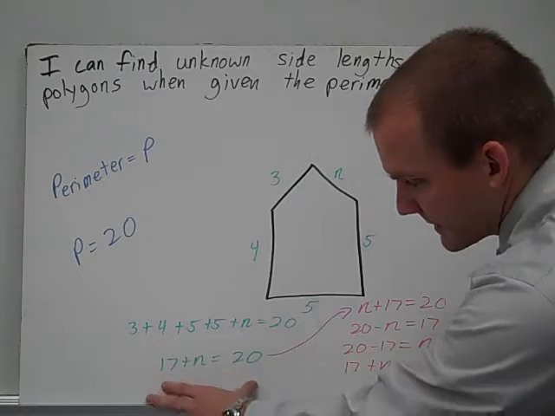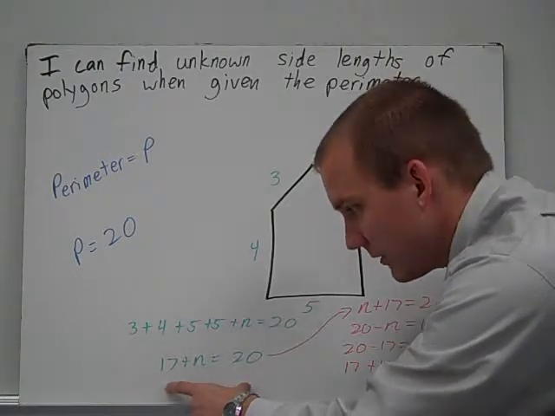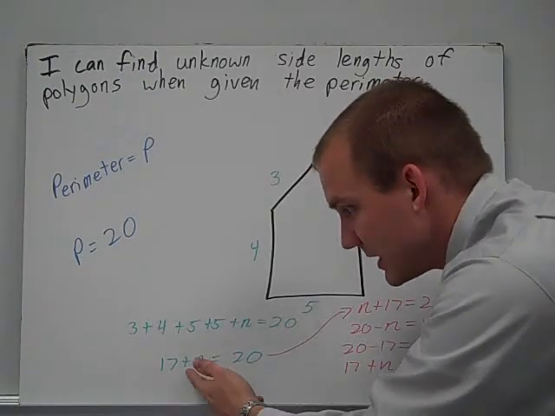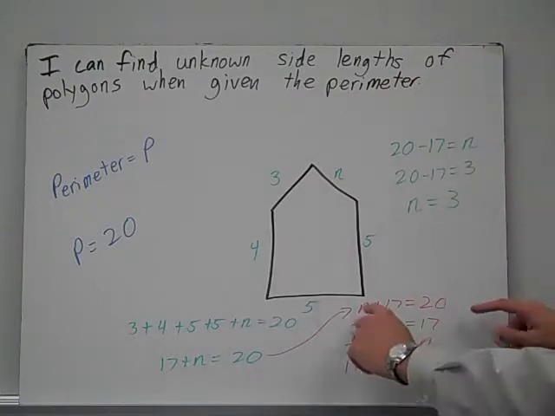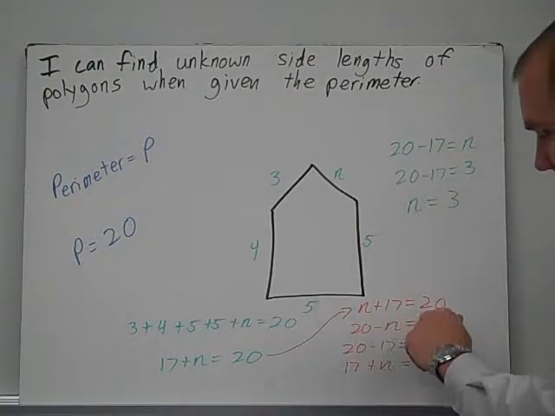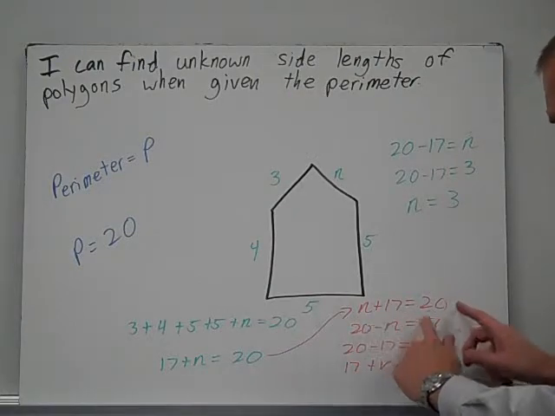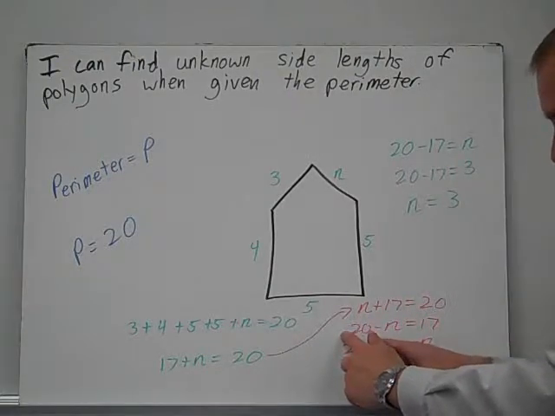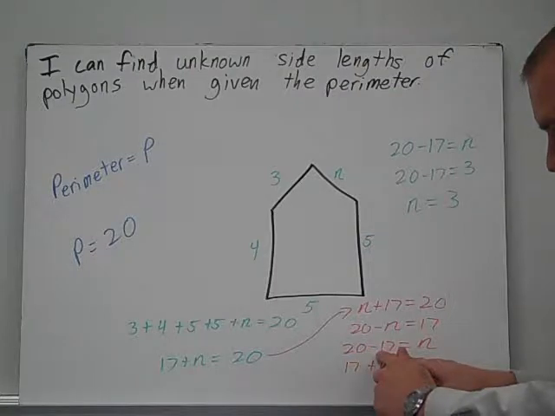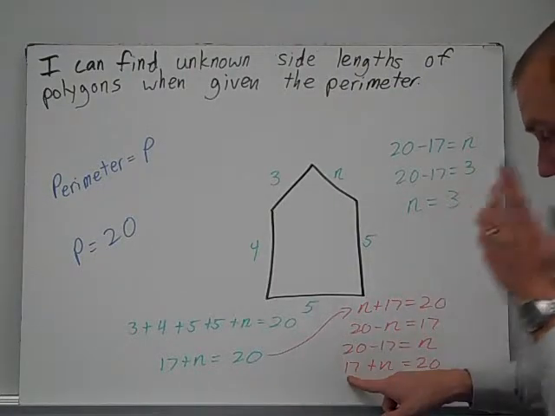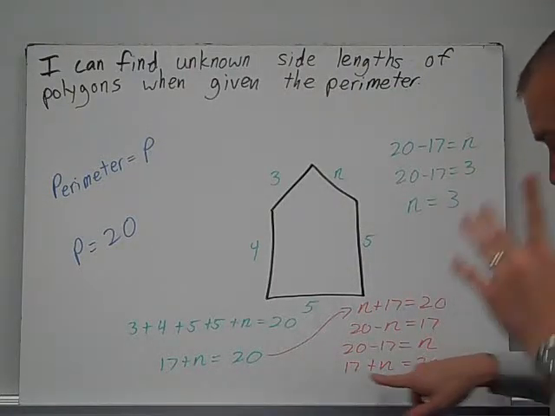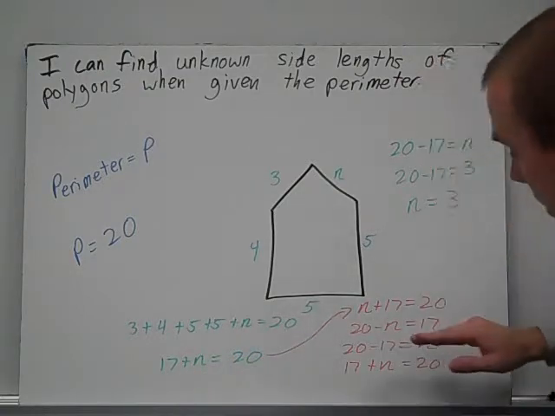Now when I think about this, I need to think about a fact family to figure out what plus 17 is going to give me 20. I know that N plus 17 equals 20. 20 minus N would equal 17, because I just do the subtraction problem in the family. Or I can also do 20 minus 17 equals N. And then again 17 plus N equals 20, which is what I started with.